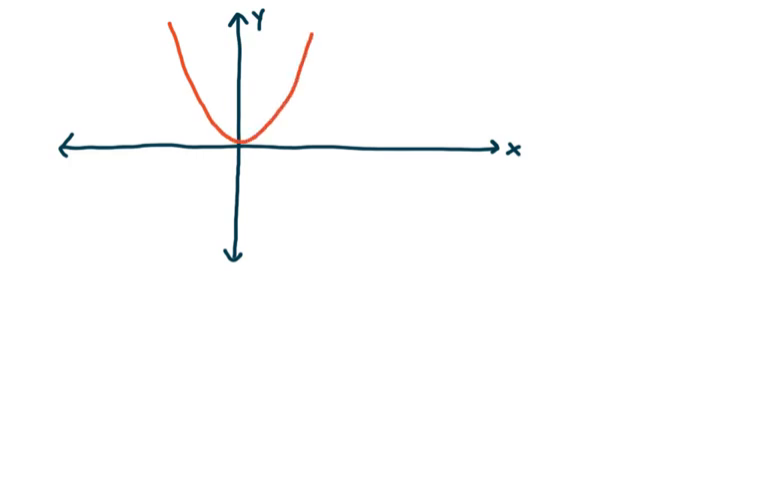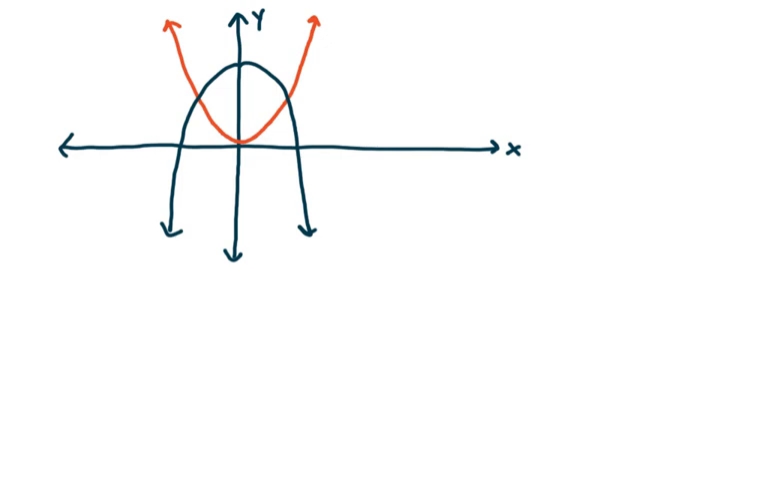So, here's the y-axis, and here's the x-axis. y equals x squared is a parabola that looks something like this. And then y equals 2 minus x squared is a parabola that goes something like this. And so again, we just need a rough sketch. It doesn't have to be perfect, right?